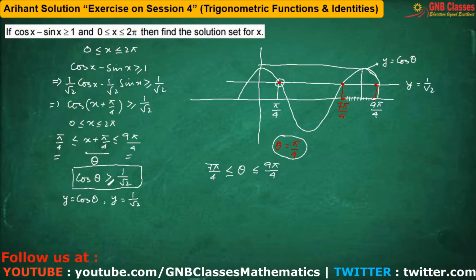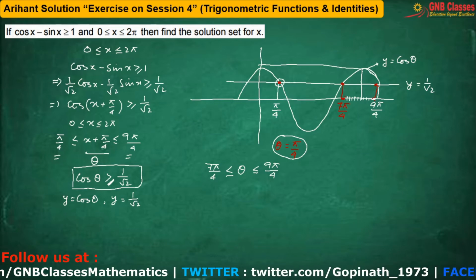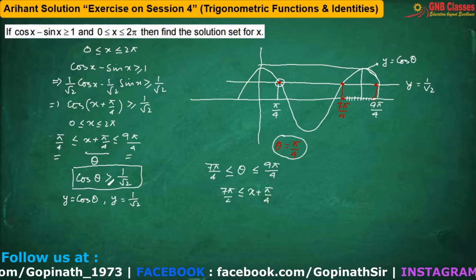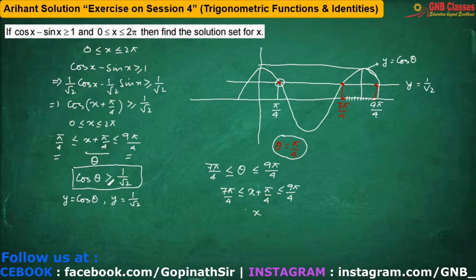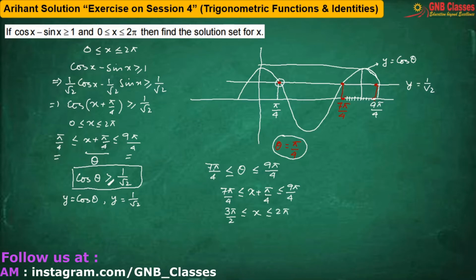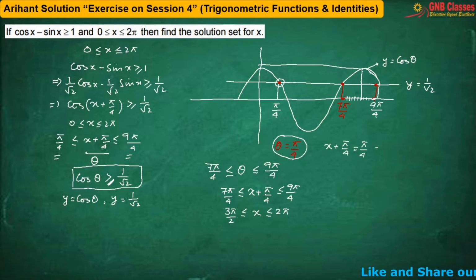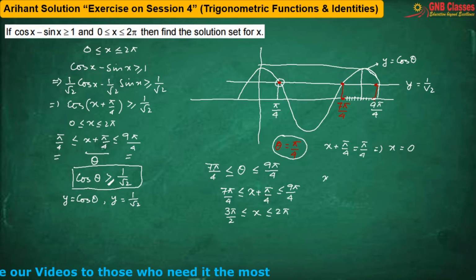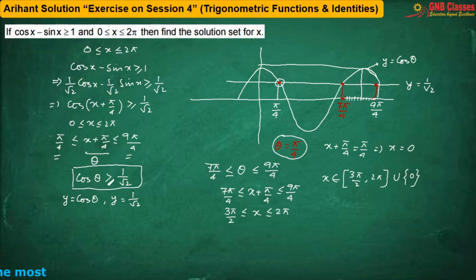Is it clear? Now, we want the solution set for x. Theta is x plus pi by 4. So, x is coming to from 3 pi by 2 to 2 pi. Is it clear? And from here we are getting x plus pi by 4 equals to pi by 4 implies x equals to 0. Is it clear? Therefore, the required solution set for x will be including the point 0. Is it clear? Have you understood it? So, this is the required solution set. Okay? Let us move to the next problem.